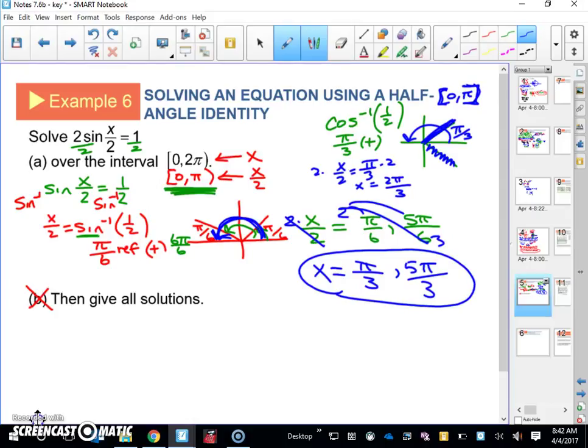You really want to pay attention to that, because it's going to be important. Really look at the interval. Don't ignore it. I know it's tempting to, but don't.